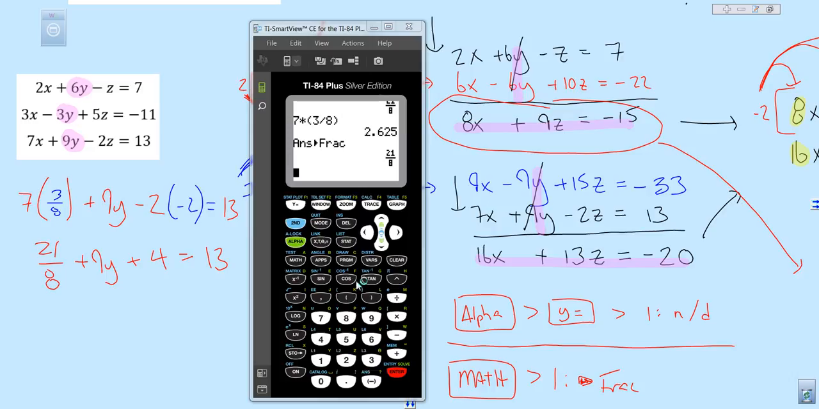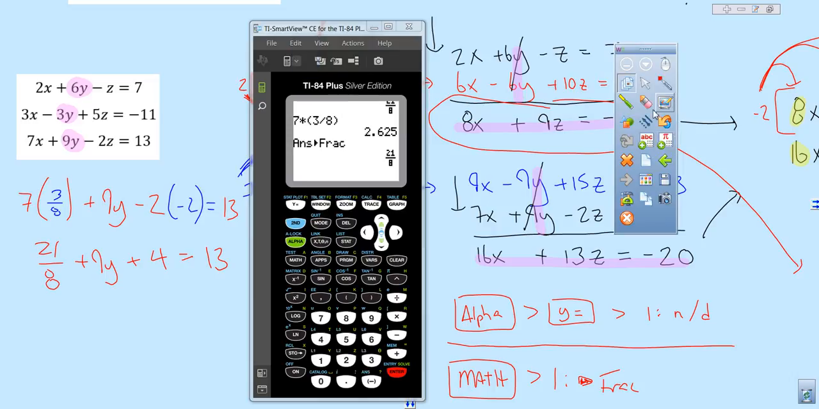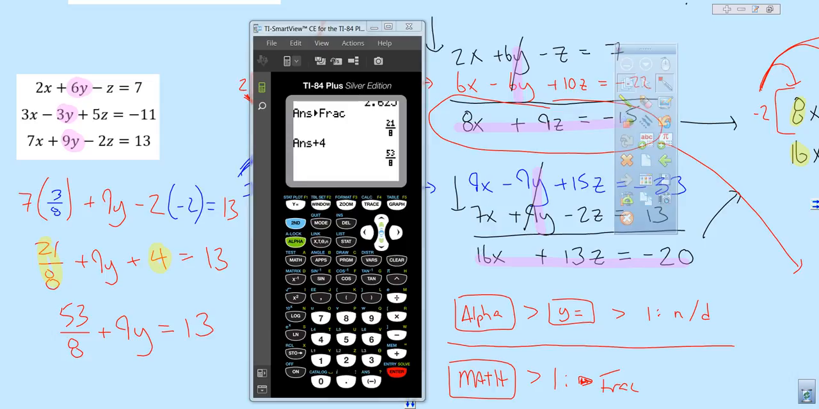Now the cool part about this is that I need to combine two things. If I'm using this calculator, at this point it's cool because I need to combine 21 over 8 and 4. Well, I already have 21 over 8, so I can literally just say plus 4, and it takes that previous answer and adds 4. So now I know that I have 53 over 8 plus 9y is equal to 13. And now I need to move that 53 over 8 to the other side.